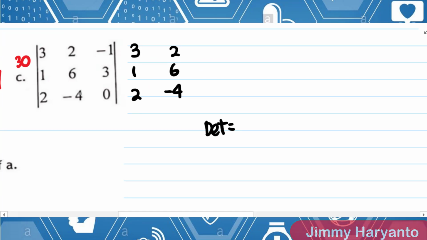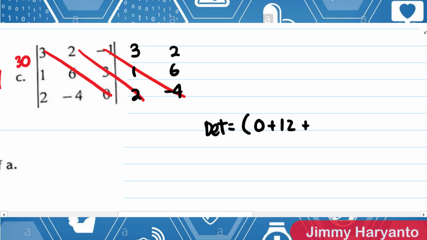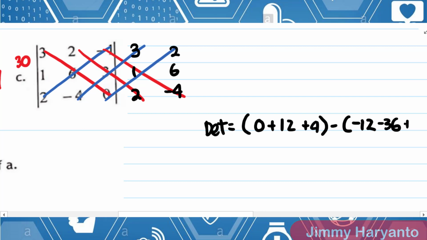Okay, for 30c, it's also the same. You have to multiply it like this. 0 plus 12 plus 4 minus the opposite sign. You'll get negative 12, and then 9 and negative 36, and then 0 equals 16 minus negative 48 plus 48, 64.